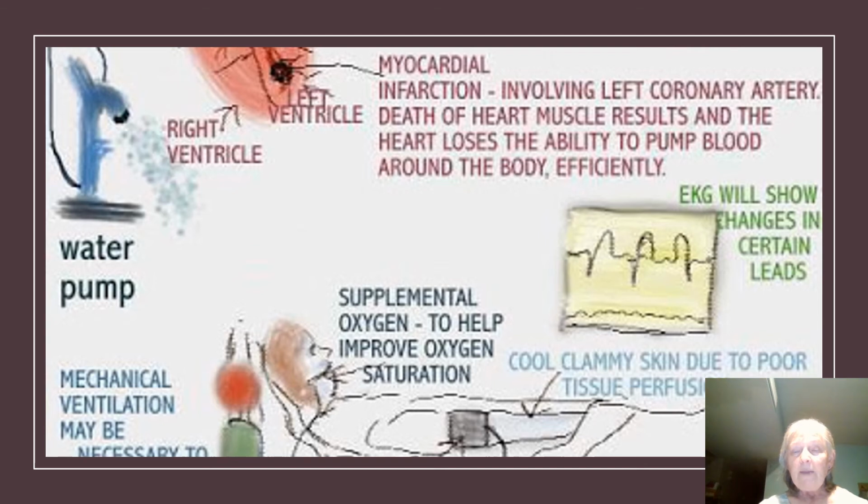So a little bit about it with another one of the drawings that we get. But you can see there's the right ventricle myocardial infarction. You see the different lead changes that you can have. And of course, you're going to be cool and clammy because you have nothing pushing around. You may end up on a mechanical vent, but you definitely have some oxygen.